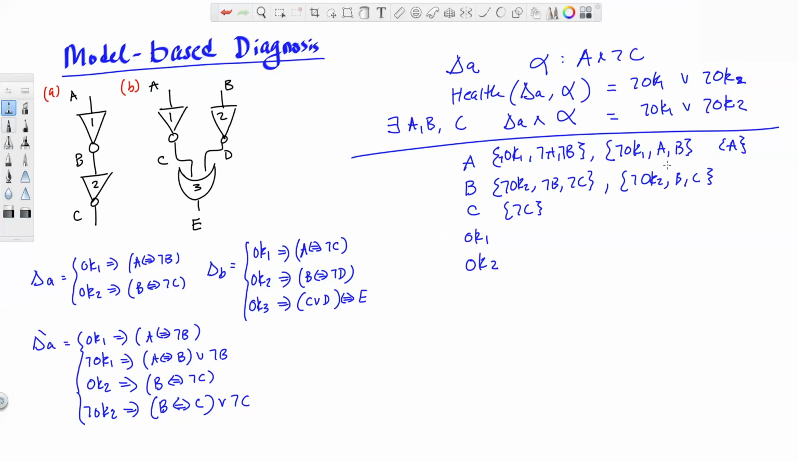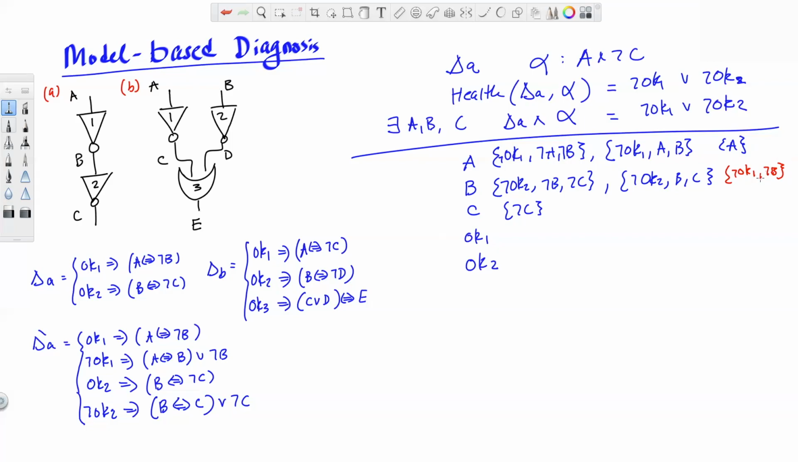what can I do here? Can I resolve this with that? No, I get a trivial clause that contains both of these. Can I resolve this with that? Yes, if I resolve this with that, I will get not OK1 and not B, and this ends up going here. So I will end up getting not OK1 and not B. Okay, this is resolving this guy with that guy.